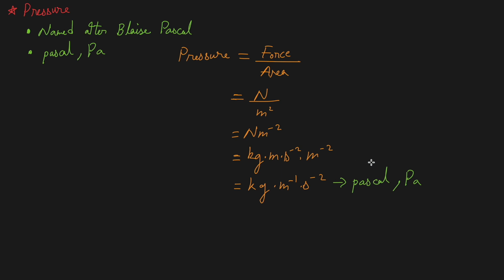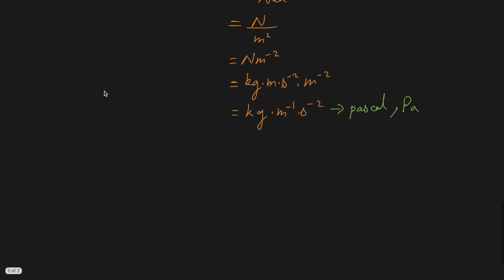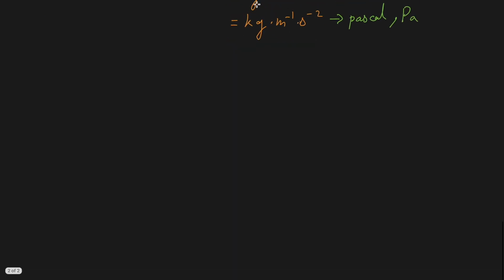So the Pascal is the unit for pressure, and if we break it down into its base units, it is basically kg m minus 1 multiplied by s minus 2. Now we will have electric charge here. Again, I have run out of space here, but I think this will be enough because this is the last one, the fifth one. Then we have electric charge.